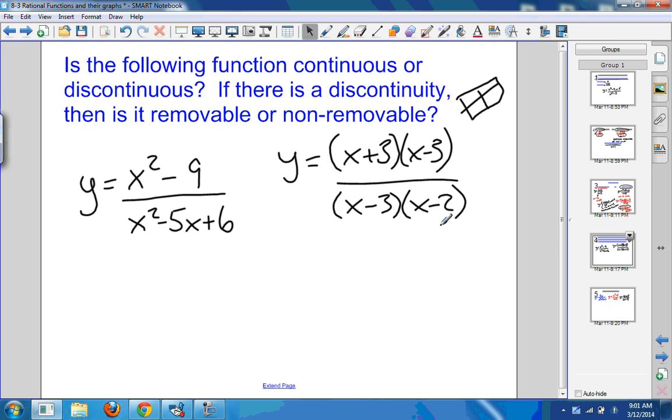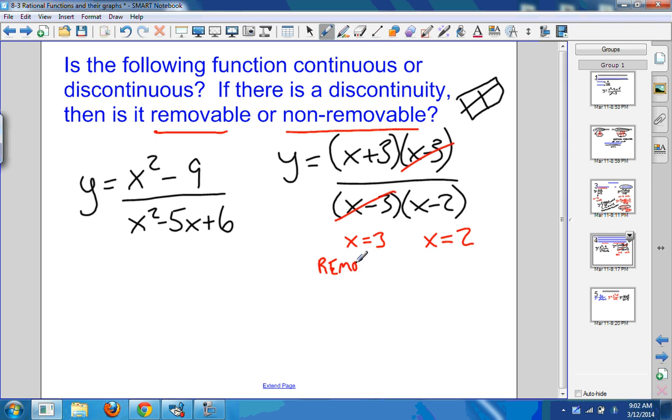So by looking at this, I have two values where I can make the denominator equal to 0. So if x equals 3, that would make this 0, and 0 times this would be 0. So that would be a point of discontinuity. And also at x equals 2. So those are my 2 points of discontinuity. And now to see if they are removable or non-removable. So I could cancel this x minus 3 out. So this one would be removable.